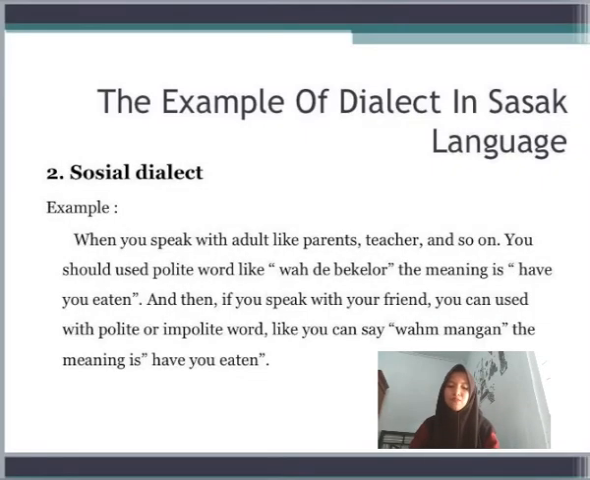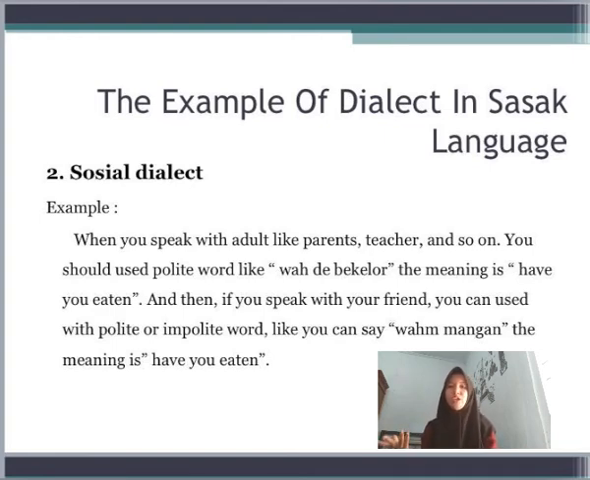Okay, the last material is the example of social dialect in Sasak language. The example of social dialect is when you speak with adults like parents, teachers, your grandmother, your grandfather, and so on. You should use polite words like "Wah de bekelor." The meaning is "Have you eaten?"